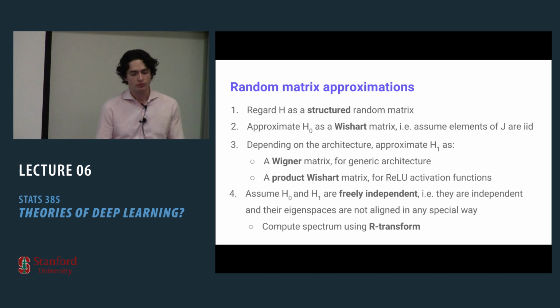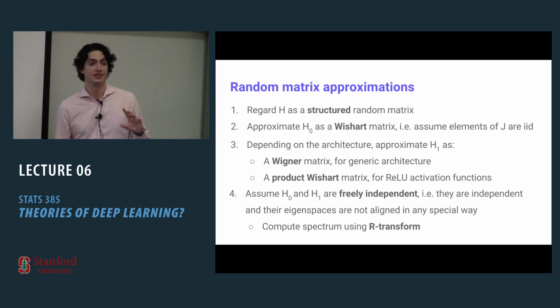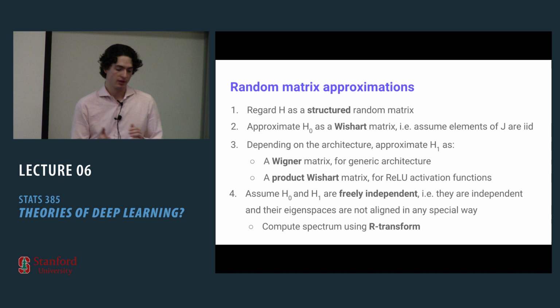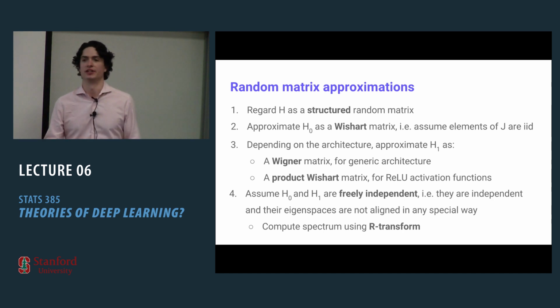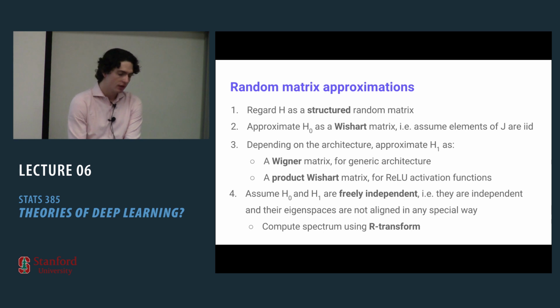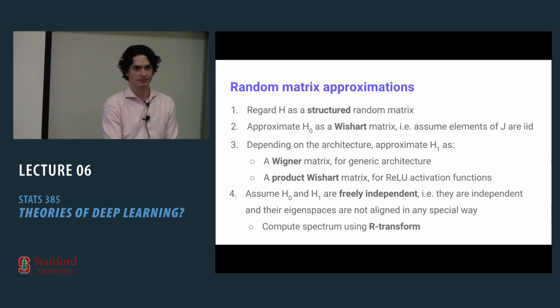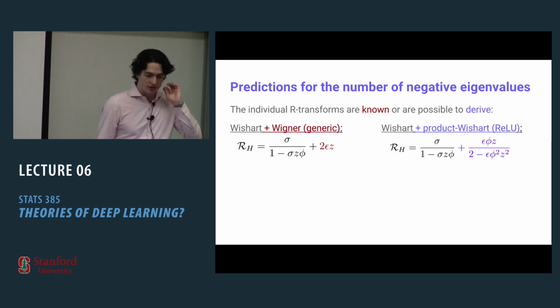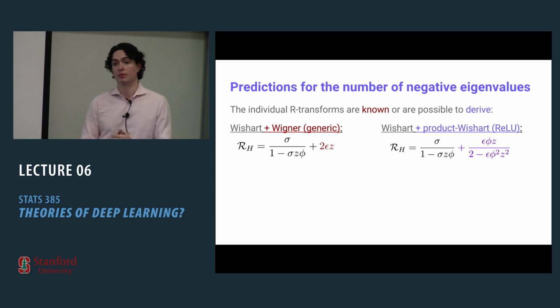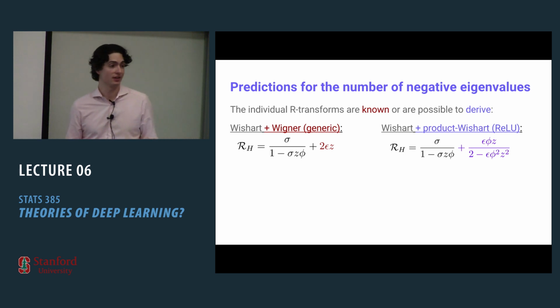But the details really aren't so relevant for this discussion. What is relevant is the additional assumption that H0 and H1 are freely independent. And if that's true, we take it to be the case, then we can compute the spectrum of the Hessian using the R transform, because this is a sum of random matrices. Okay, so without going into too many details, let me just describe how that boils down. So the R transform of all of the matrices that I mentioned are known or can be derived fairly easily.